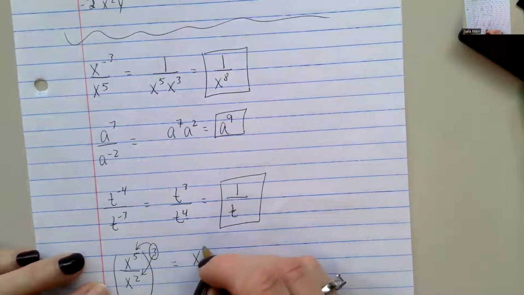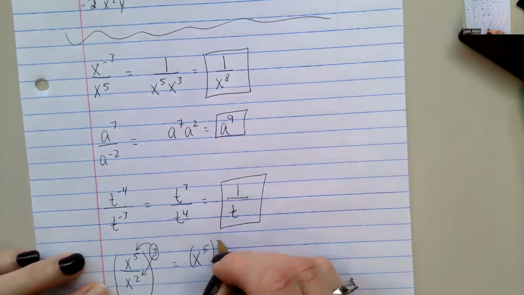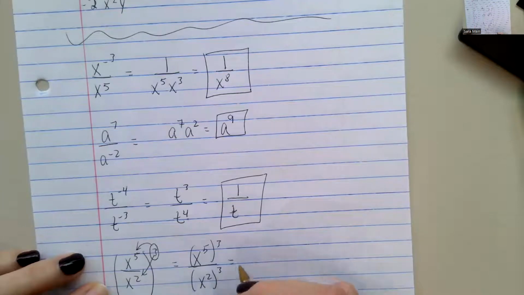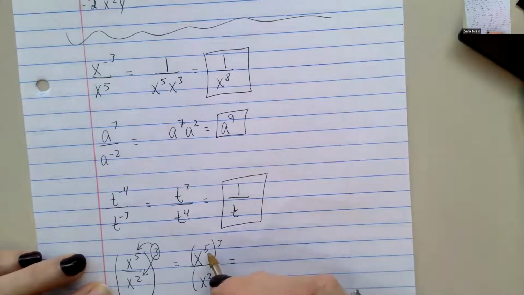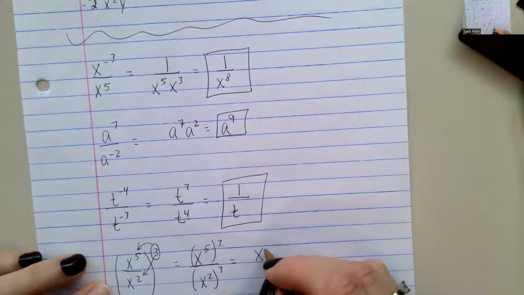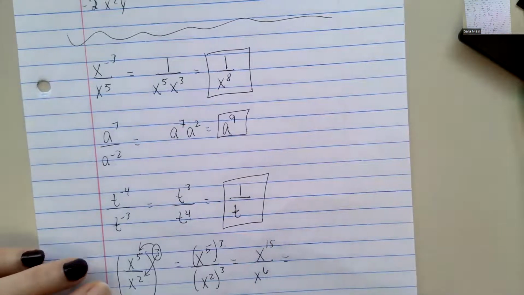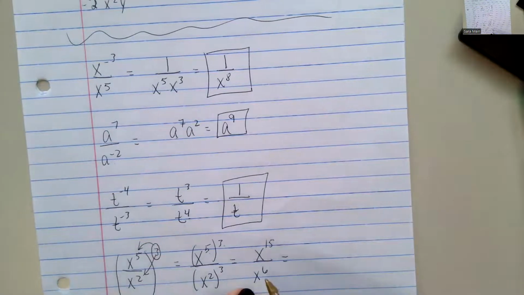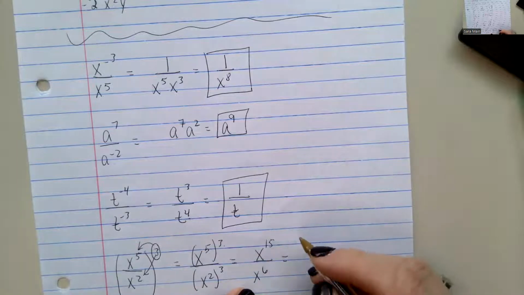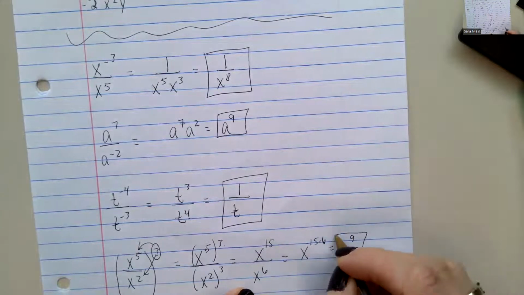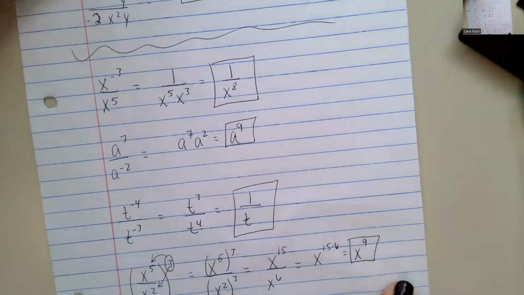So this is going to become x to the 5 to the 3rd over x squared to the 3rd. And this is an exponent to a power, so we're going to multiply. So this is x to the 15 over x to the 6th. And then I have more x's on top, so I'm going to take the difference and end up with x to the 15 minus 6, so we have x to the 9 as our answer.